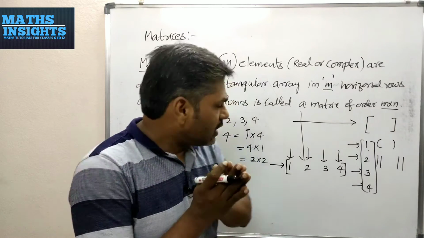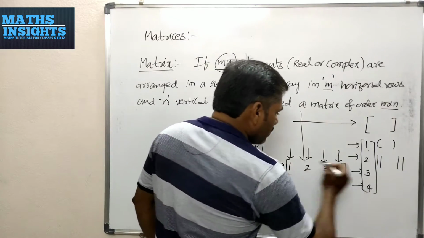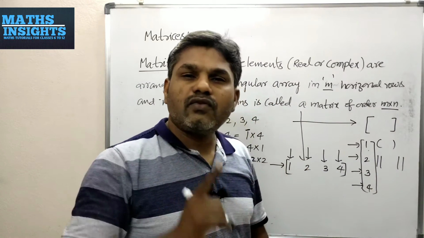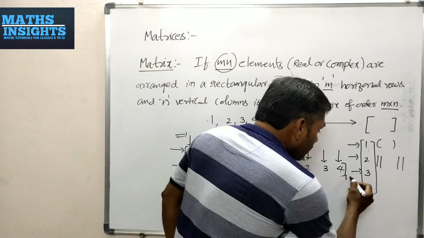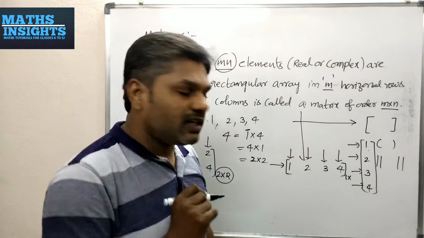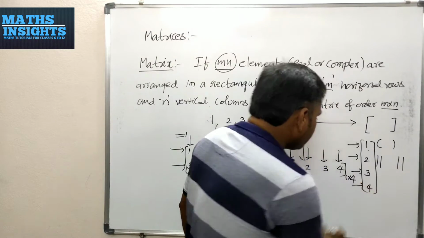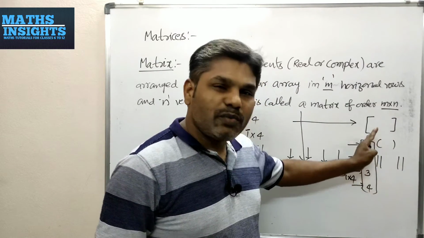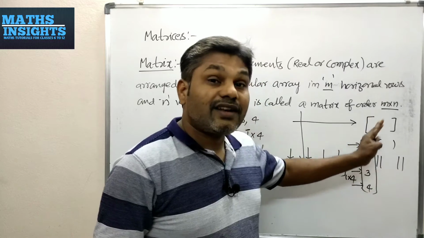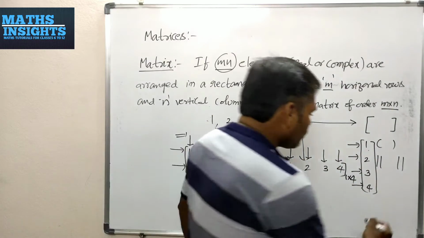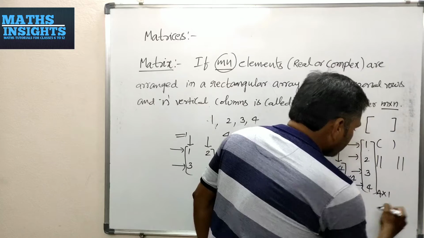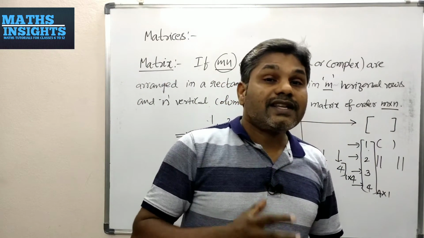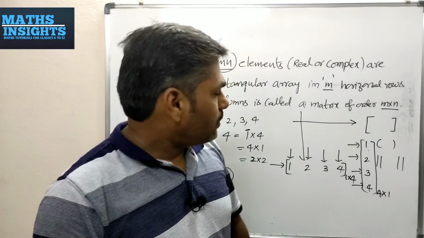Very important. And coming to this, how many rows? You arrange these 4 elements in 1 row and 4 columns. So row number should come first, keep in your mind. Then column number. This is a matrix of order 1 by 4. Coming to this, how many rows are there? There are 4 rows. So 4 by 1 column. This is the arrangement. This is the representation of a matrix.